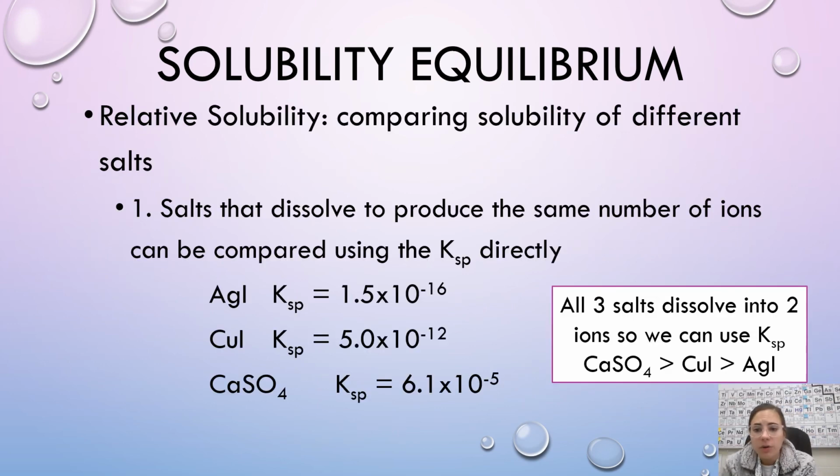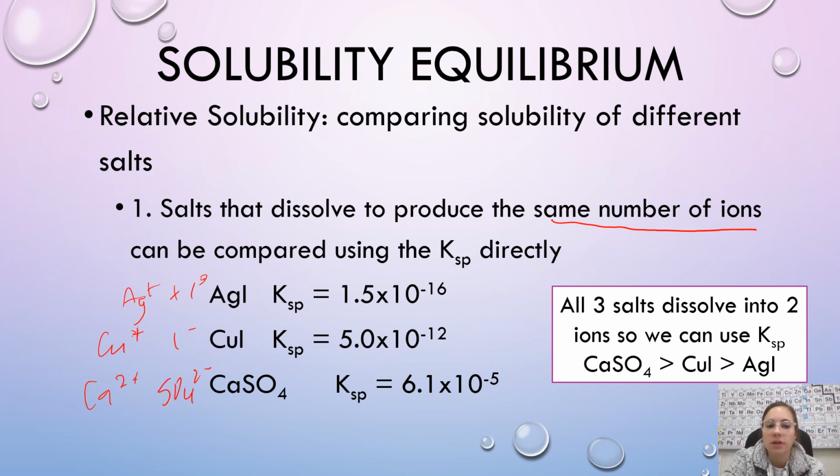Okay, finally we're going to talk about comparing solubilities of different compounds. If the compounds or the salts dissolve into the same number of ions, so for example, if you look down here, these are both going to dissolve into one of each. We don't have any coefficients, is another way to put it. If that's the case, we can compare these Ksps directly.